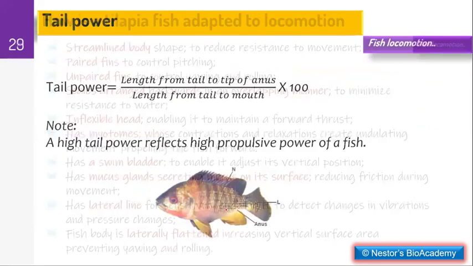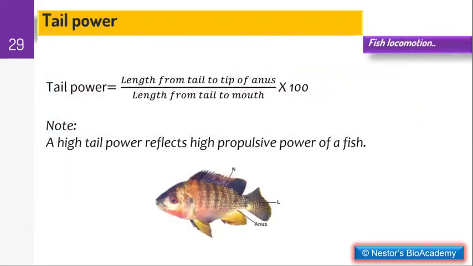Over to the last objective we listed, the tail power. The tail power is calculated by measuring the length from the tail to the tip of the anus of the fish, dividing by the entire length of the fish, times 100. And usually a high tail power in a fish reflects high propulsive power of that fish.